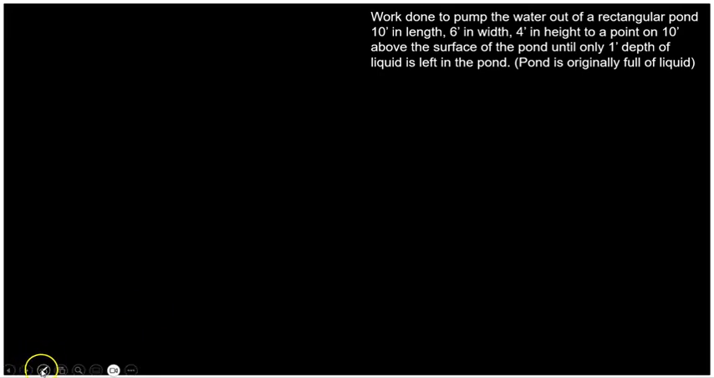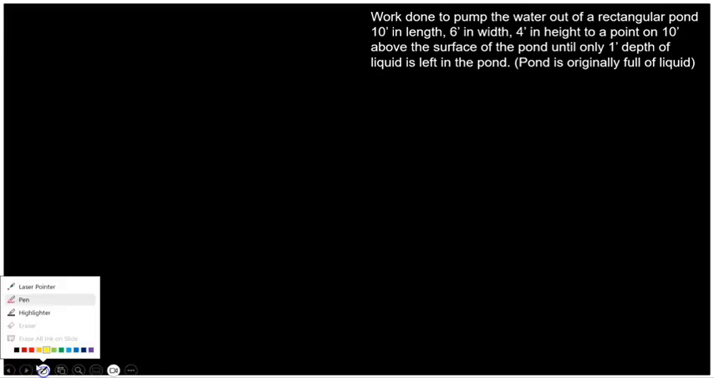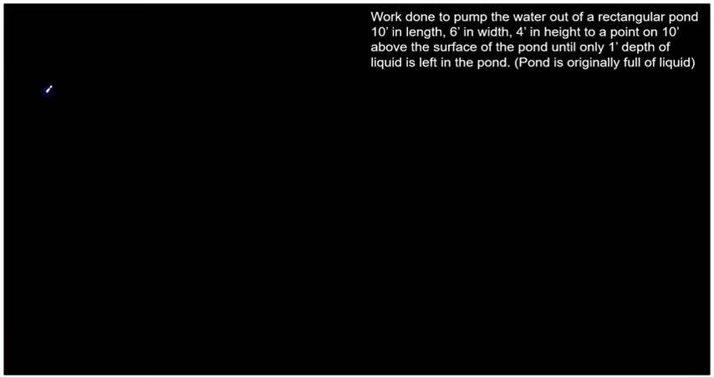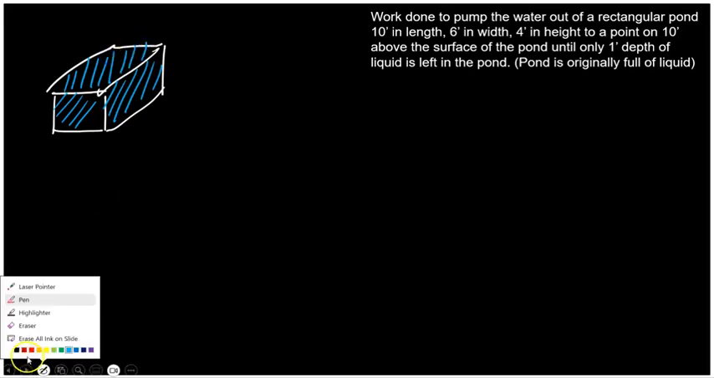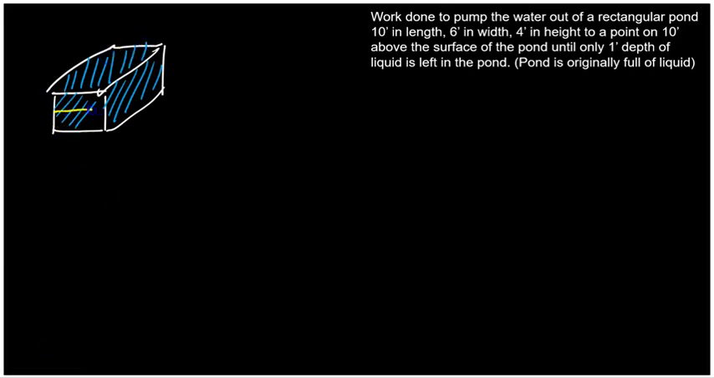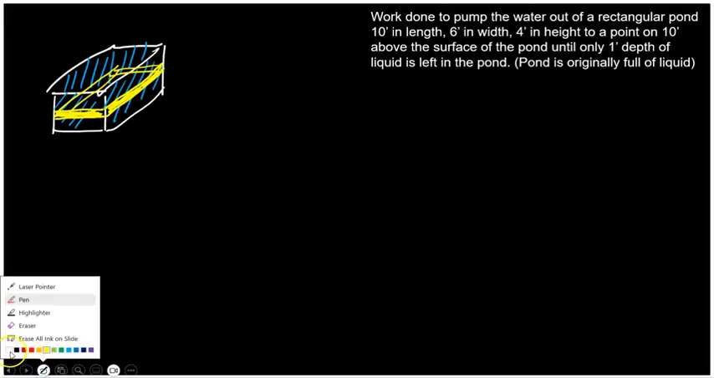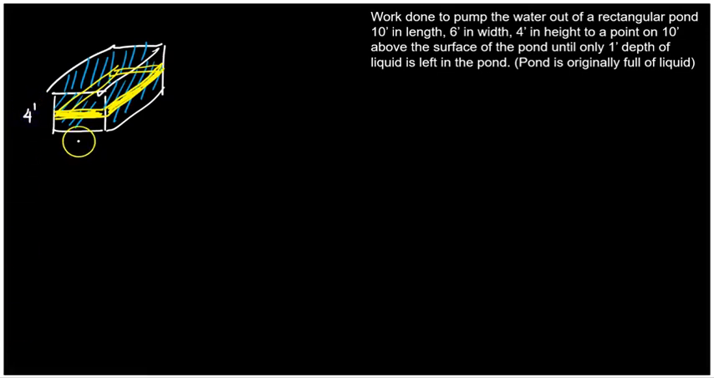Okay, so with that, again, 10 by 6 by 4 pond, it helps if you draw the original shape of the pond. So that's filled with liquid. And then still, the representative element will be a rectangular prism. So here, that will be your representative element. And let's just label 4 by 6 by 10.